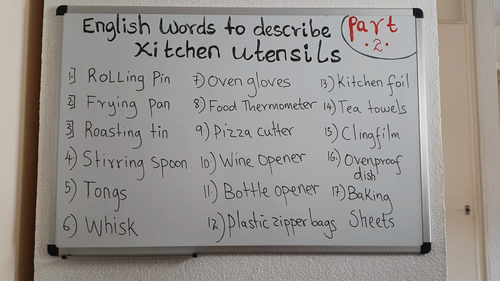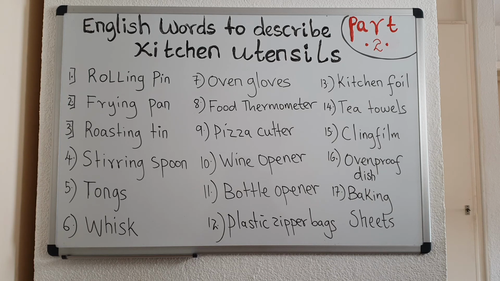The next word is cling film. Cling film. Now, this is a piece of plastic, okay? It is a piece of plastic that is rolled. It is very transparent, and you normally use it the same way you would use a tea towel to cover your food, okay?